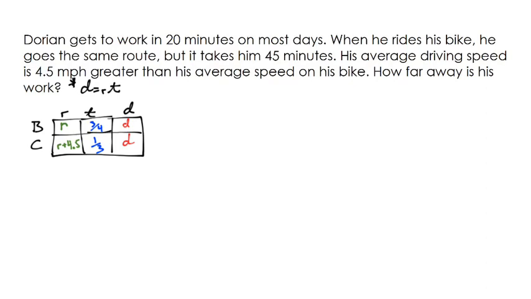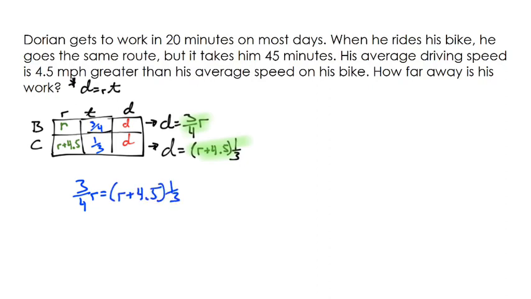So let's actually use that. And so I'm going to write our equations over to the side. We have that distance equals rate times time. And for the car, we have that the distance equals the rate times the time. Actually, I don't even have to simplify this. Let's go ahead and set them equal to each other. If I have that this equals D and this equals D, then those values must be equal to each other. So we have that 3/4 R equals R plus 4.5 times 1/3.